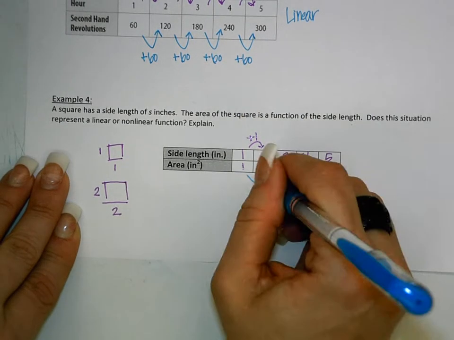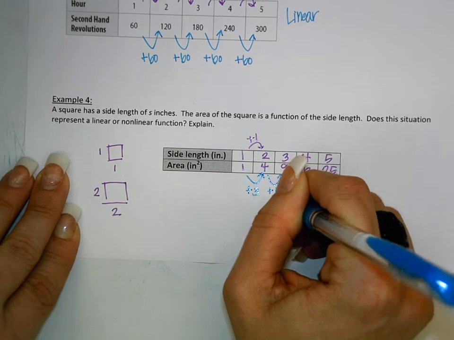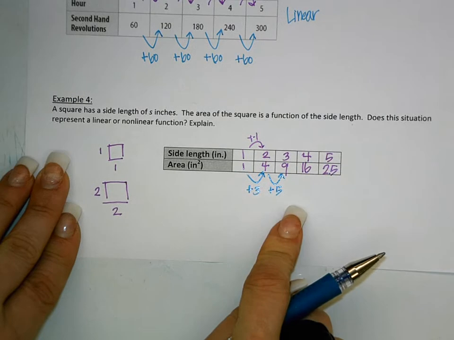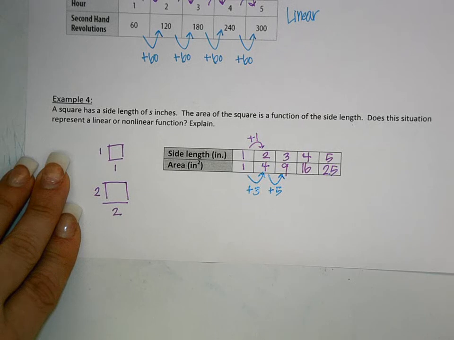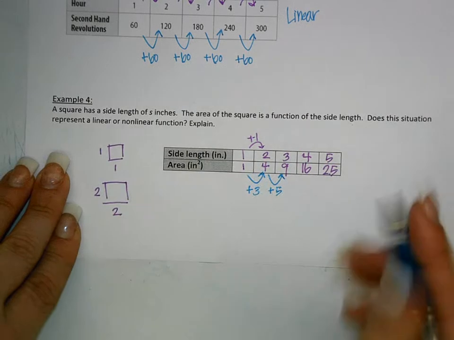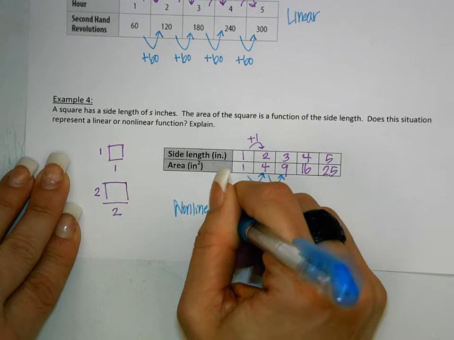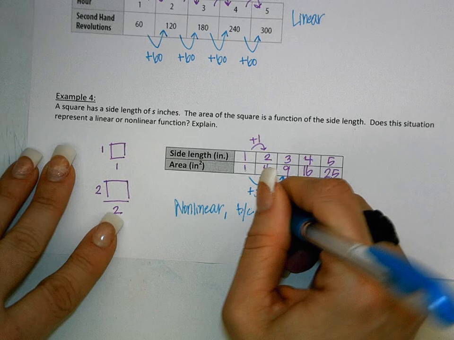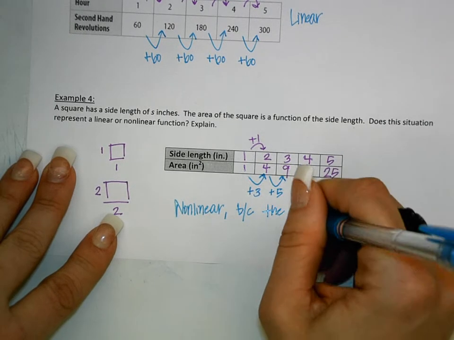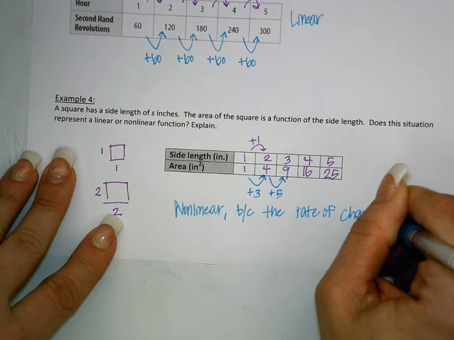Is it linear? This one you add 3. That one you add 5. Once you get 2 that aren't the same, you don't have to keep checking the rest of them, because they won't be the same, for sure. So does this situation represent a linear or nonlinear function? So this is nonlinear, and why? Because the rate of change is not constant.